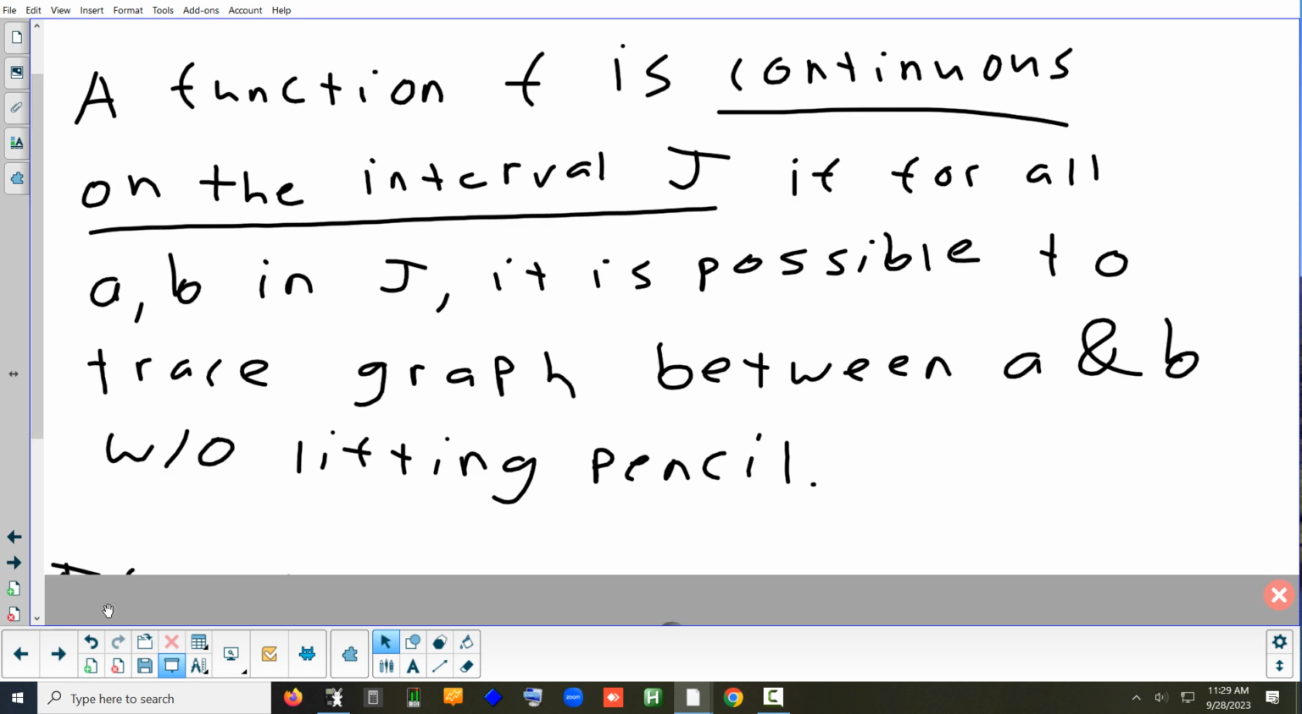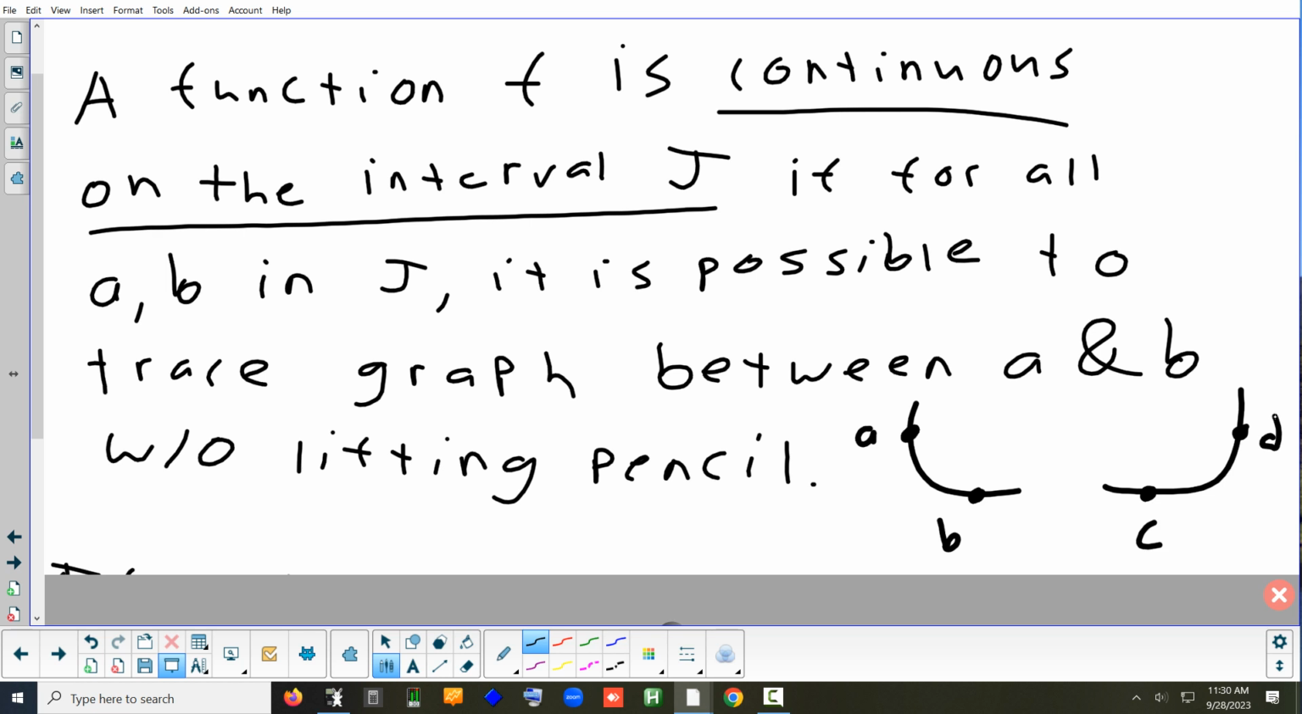So if you had a graph like this, just a graph that was in two different pieces for whatever reason. Let's say this is A and this is B. Could you trace between A and B without lifting your pencil? Yes. So we could say that the graph is continuous on that section. Not the whole thing, but it is on that section. How about could you trace between C and D without lifting your pencil? Sure. That's continuous on that section.